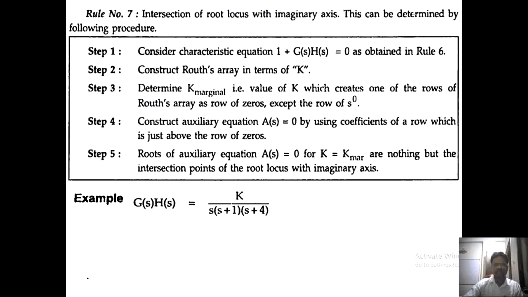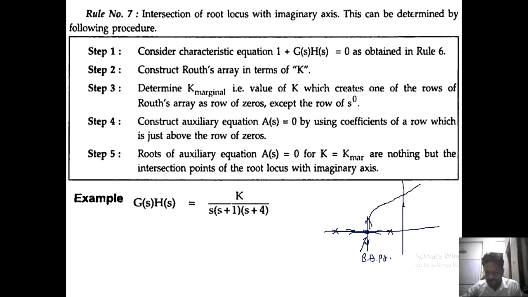Now next rule, that is rule number 7, intersection of root locus with imaginary axis. So what is meant by intersection of root locus with imaginary axis? Suppose in a numerical you are solving and suppose these are two poles. Root locus will always start from a pole. Suppose one root locus is starting from this pole, another from this pole, they will collide, suppose here. So this may be the breakaway point.